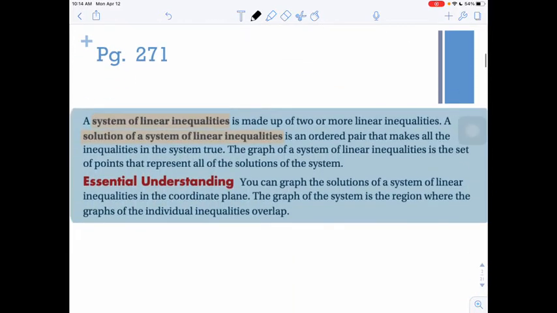On page 271, we have a system of linear inequalities is made up of two or more linear inequalities. A solution of a system of linear inequalities is an ordered pair that makes all the inequalities in the system true. The graph of a system of linear inequalities is the set of points that represent all of the solutions of the system. You can graph the solutions of a system of linear inequalities in the coordinate plane. The graph of the system is the region where the graphs of the individual inequalities overlap.